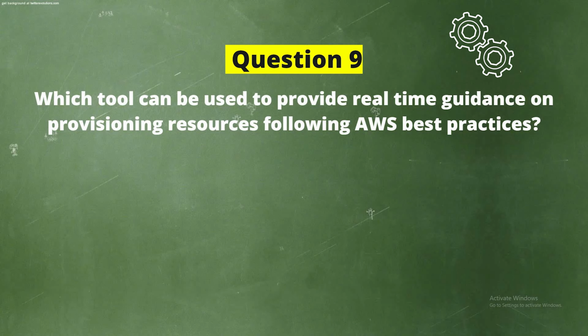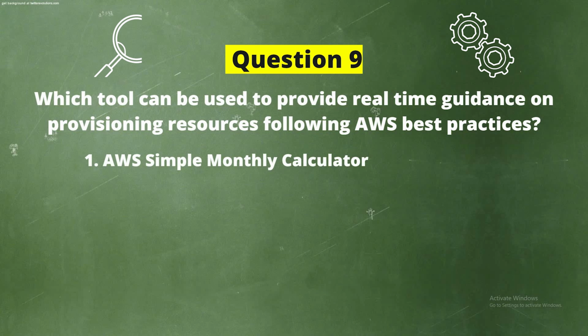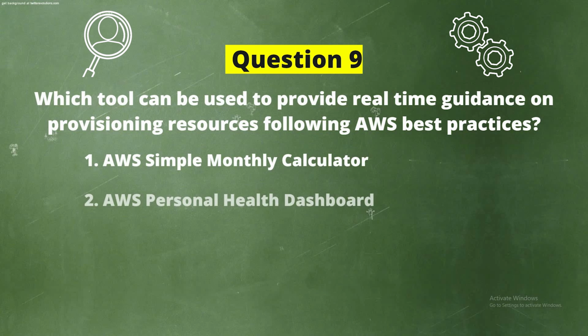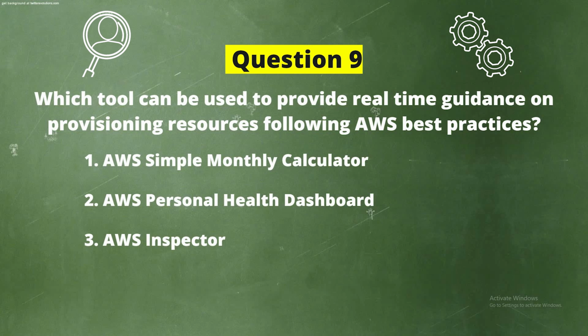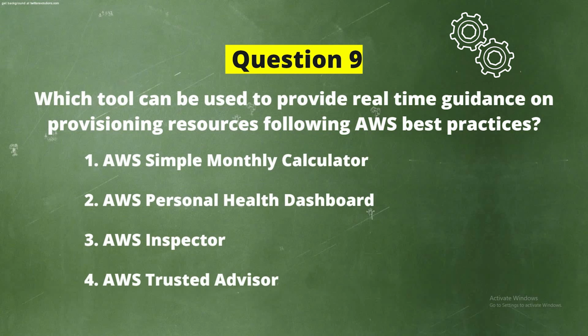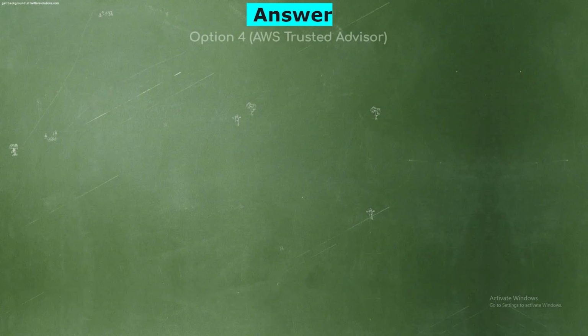Question 9. Which tool can be used to provide real-time guidance on provisioning resources following AWS best practices? Now the options are: Option 1. AWS Simple Monthly Calculator. Option 2. AWS Personal Health Dashboard. Option 3. AWS Inspector. Option 4. AWS Trusted Advisor. And the correct answer is Option 4.